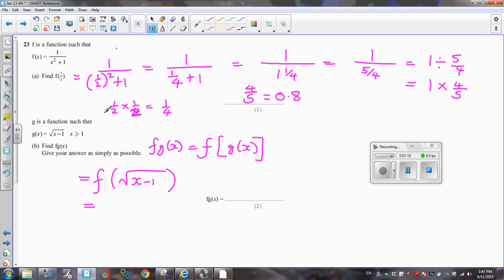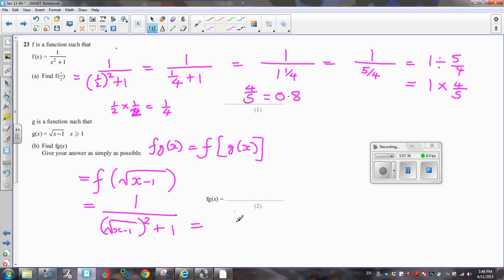Now we've got to put that into f. We know that f of x is 1 over x squared plus 1. So f of this is going to be 1 over this thing. So that's 1 over the square root of x minus 1, all squared, plus 1.